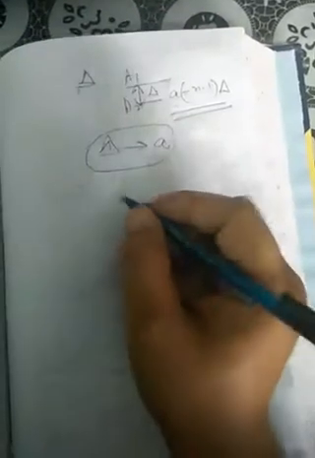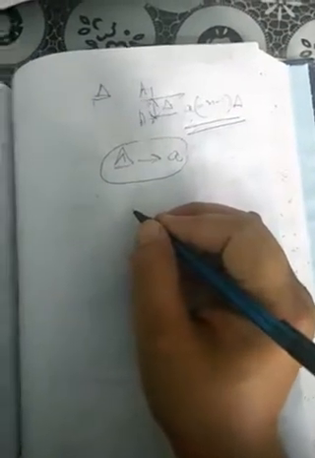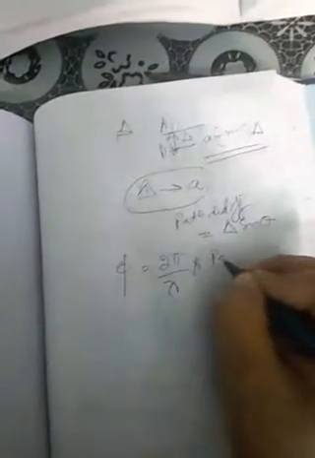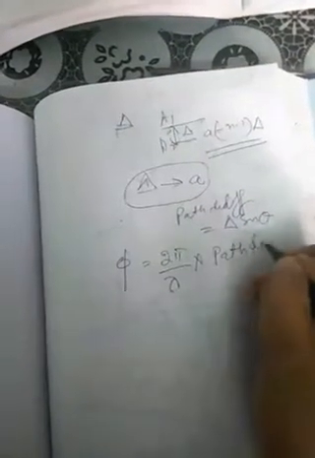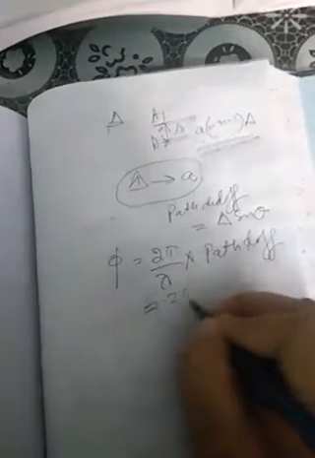Now the path difference is going to be taken. Let us say the path difference between the two slits, due to different slits, is equal to delta sine theta, and the phase difference can be calculated as 2 pi by lambda into the path difference. This is the formula, so that means 2 pi by lambda into delta sine theta.